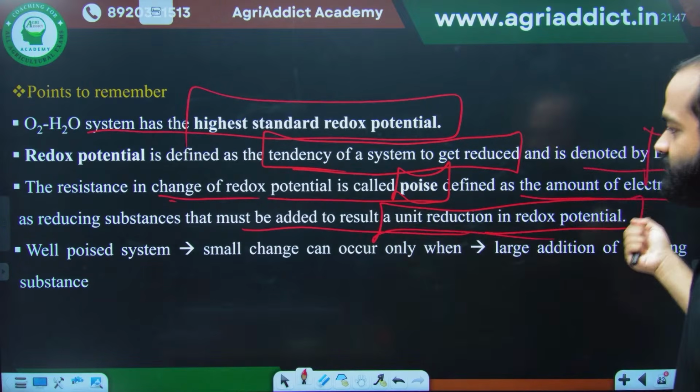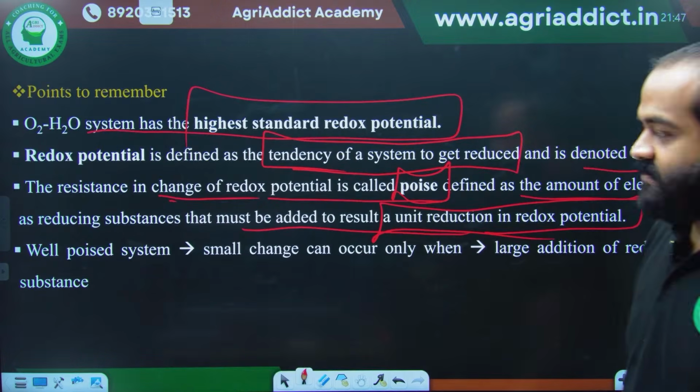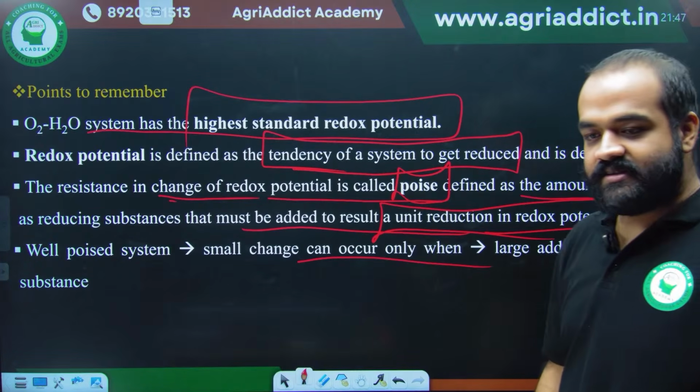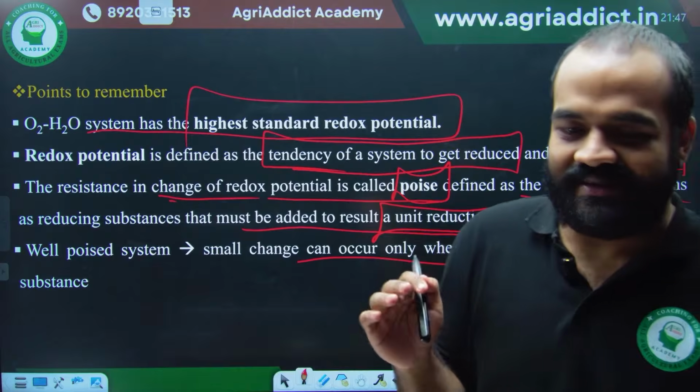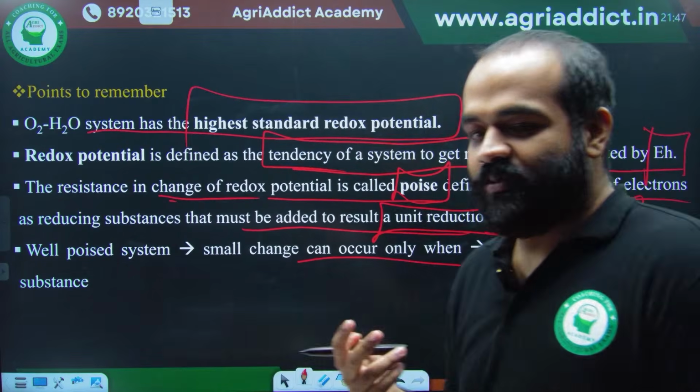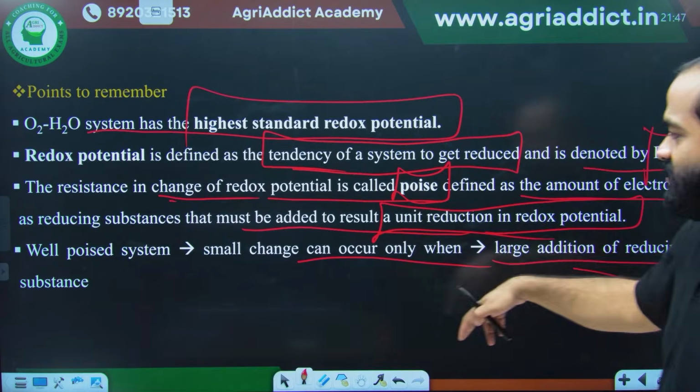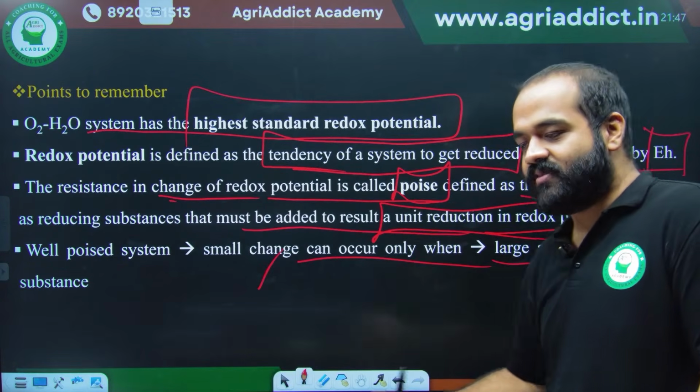In a well-poised system, a small change can occur only when a large addition of reducing substance is made, because poise means resistance. It is kind of like buffering. So if buffering is more, you have to give a large addition, and only then will a small change happen, otherwise it will not, right?